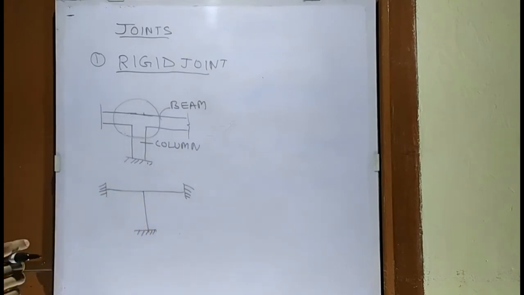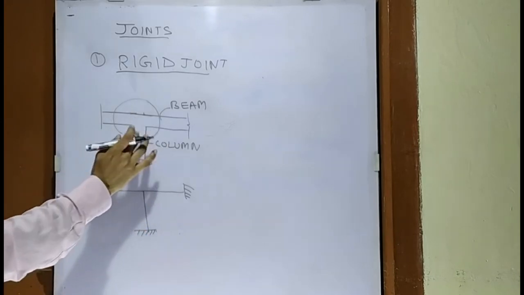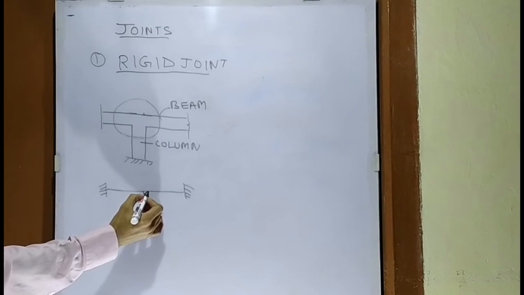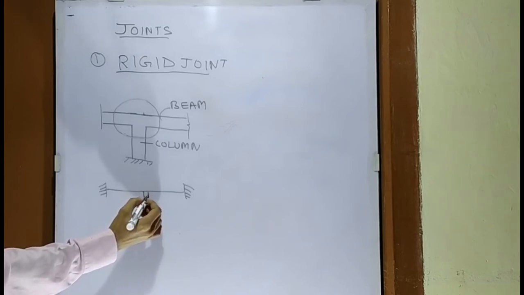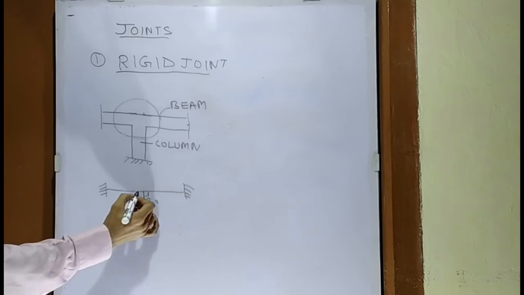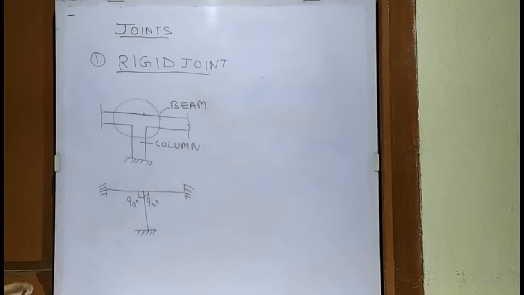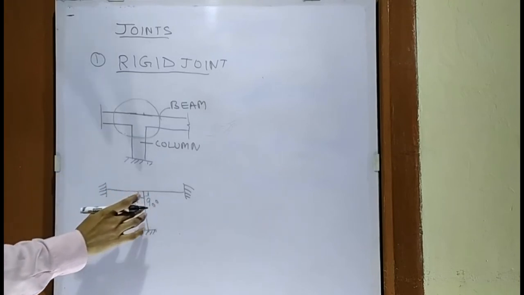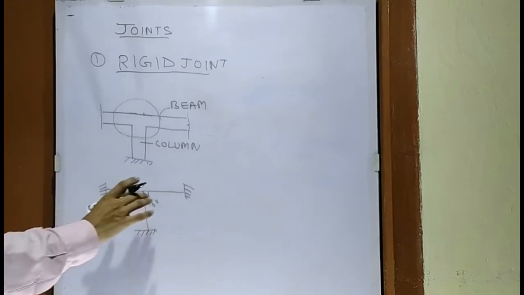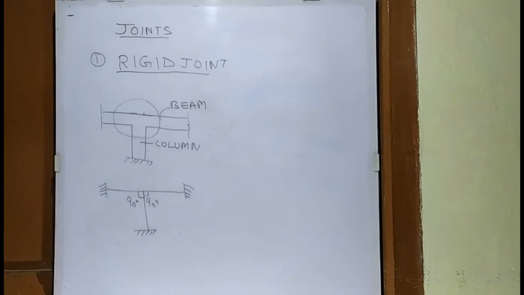What is the important thing about this joint? The angle between this column and beam is 90 degrees on this side and also on this side. Now if we apply any type of loading on this beam column joint, this assembly will deflect. What will be the deflected shape?